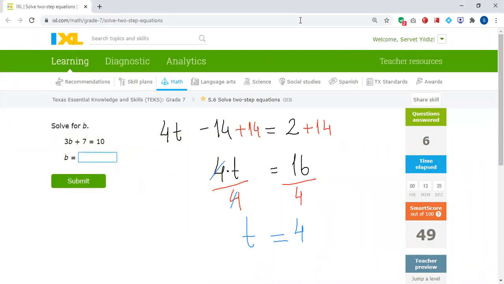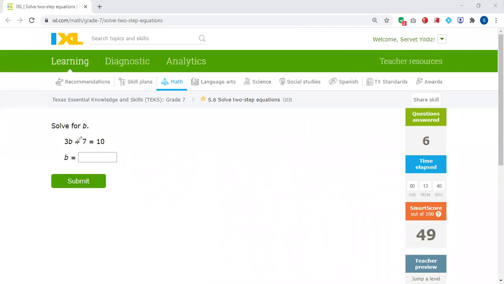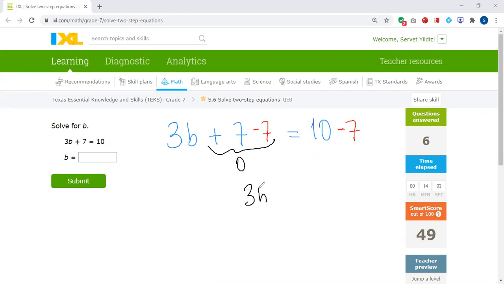All right. So now we're going to find the value of b. 3b plus 7 is equal to 10. Just subtract 7 from both sides. Minus 7 and minus 7, okay? And this is going to be 0, right? So only 3b left on the left side. 10 minus 7 is 3.